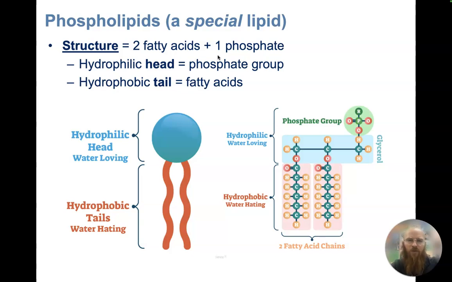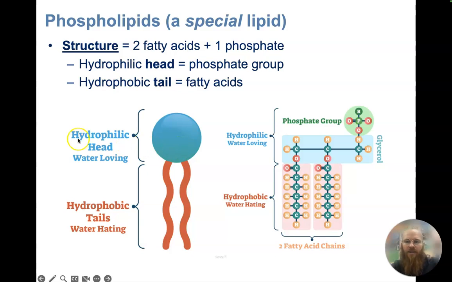But the typical structure of a phospholipid is you're going to have 2 fatty acids and 1 phosphate. Okay, so typically you're going to say that you have a hydrophilic head. That's that phosphate group. So the phosphate is actually found here in blue. It's that blue hydrophilic head or circle at the top. And then that's attached to a hydrophobic set of tails. Okay, so you have these fatty acid tails connected to a phosphate head.